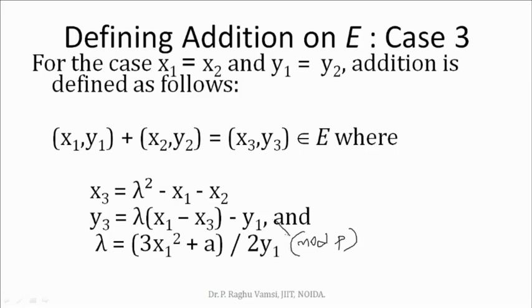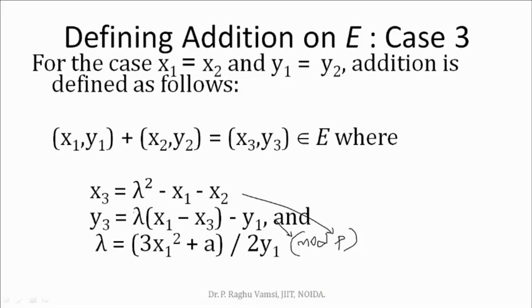Again, the same thing here. Even if you calculate x3 or y3, all these operations should be moduloed with p, because we should get values in the range of 11 only. Any value should fall under the range of 11 only. The congruence relation must be maintained. So that is the reason whatever operation you do must be moduloed with p. So here lambda is equal to 3x1 square plus a by 2y1.